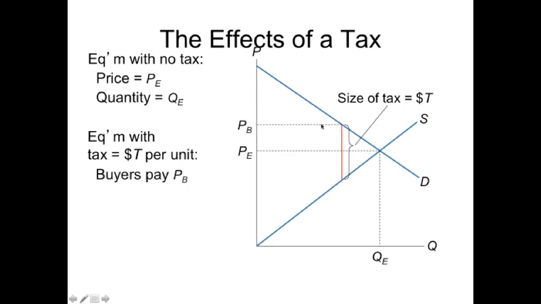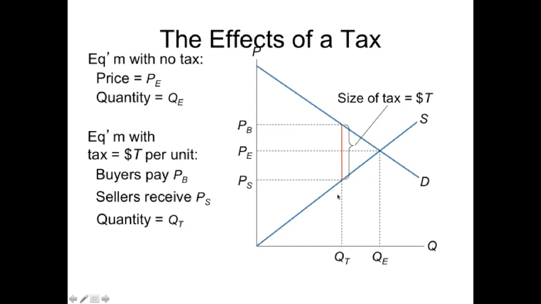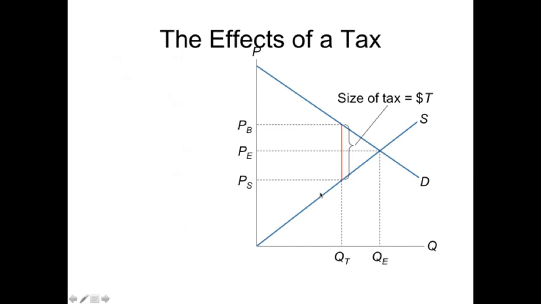Buyers pay more. For this quantity, buyers are going to be paying this price. Sellers, they'll receive a smaller price. And that difference is the amount that goes to the government. So the quantity is reduced, the price the seller gets drops, the price the buyer pays increases. And this is the effect of the tax. The government gets some of that money in between.